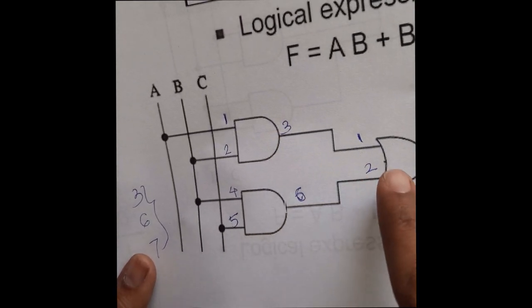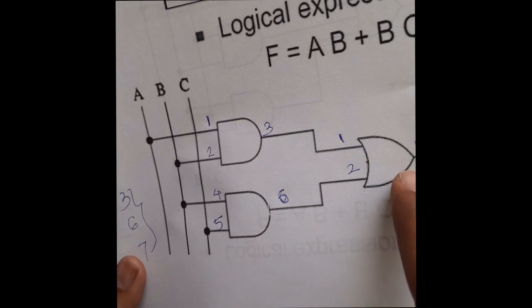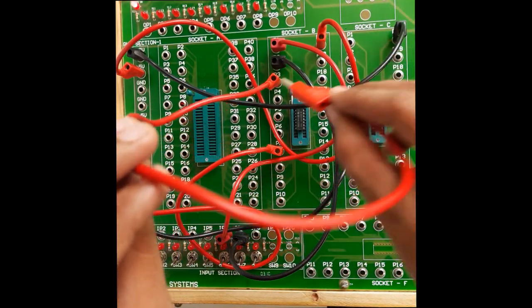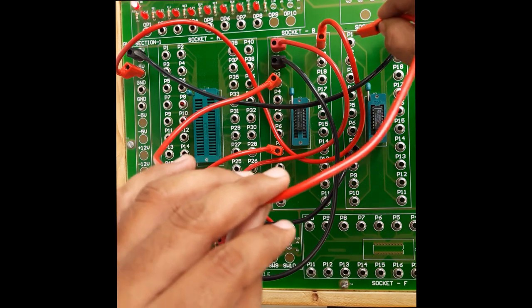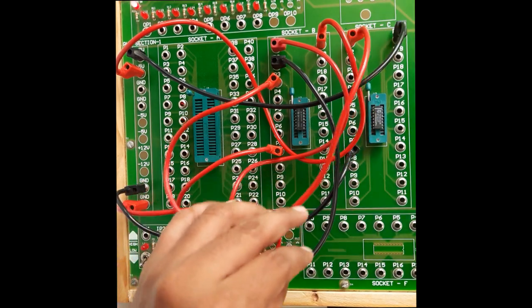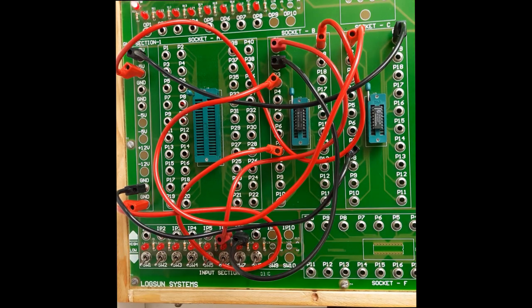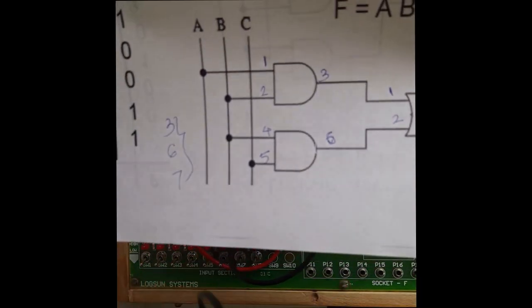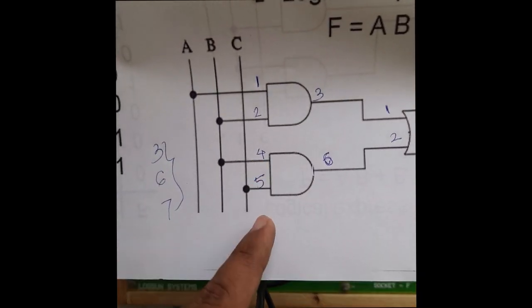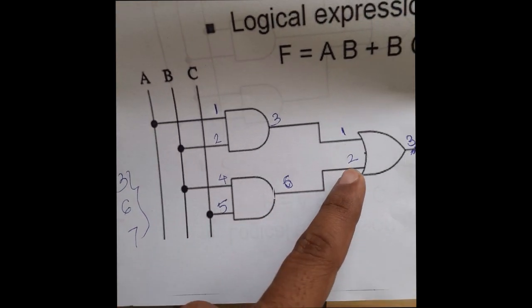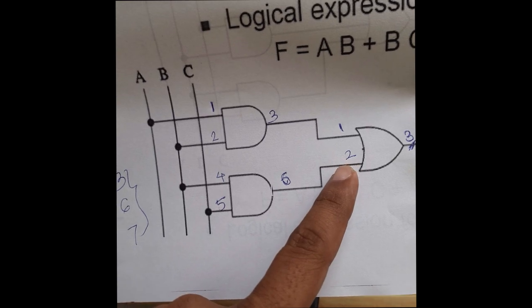The third pin should be connected to the first pin of your OR gate. So here I am connecting the third pin to the first pin of the OR gate. This is P1. Now the second AND gate. In the second AND gate, 4 is B, 5 is C, and the 6th pin, the output pin, should be connected to the second pin of the OR gate.